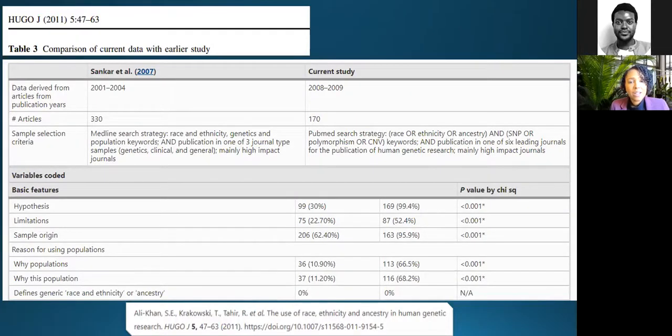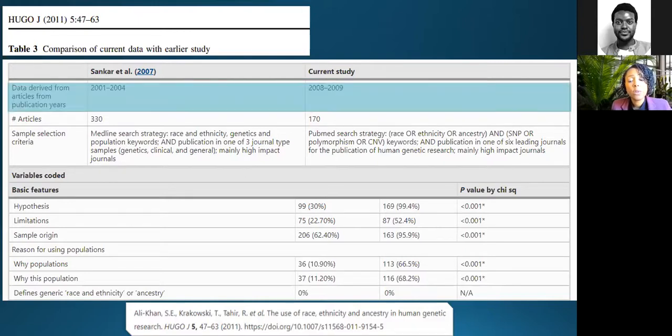So Ali Khan and her colleagues reported in their systematic review of the literature that authors often fail to define race, ethnicity, or ancestry. To assess how researchers' reporting changed over time, they compared their findings with a prior study highlighted in blue, which analyzed genetic research articles between 2001 and 2004. Now highlighted in yellow, they found increases in the percentage of articles explaining why samples and participants were grouped by ethnicity or ancestry or race, which is good.